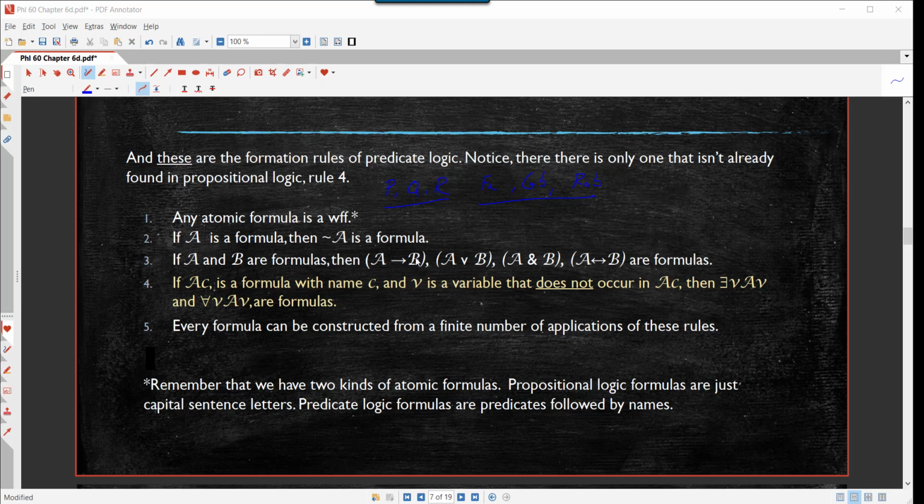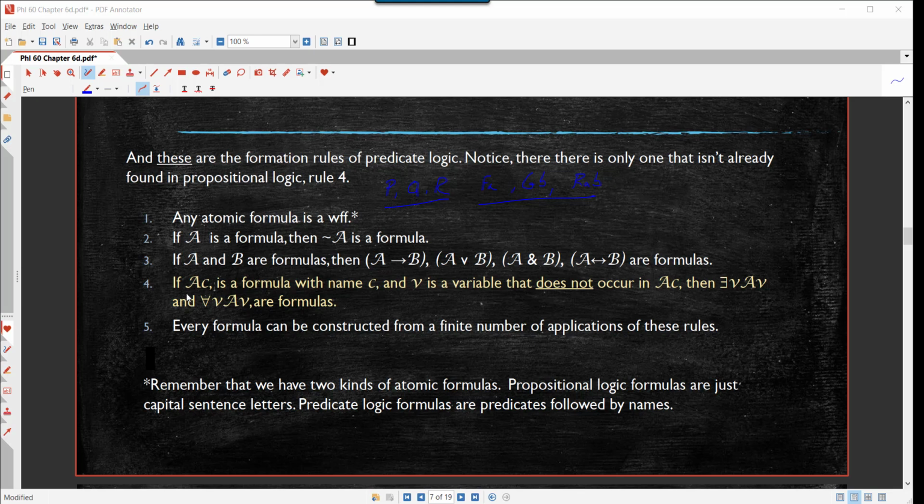We often adopt the convention of dropping the outside brackets, but that's not something that belongs in the formation rules of the language itself. So, as I said, number 4 is the only new rule. So let's look at what it says. If you look at the textbook on this, it's going to be using Greek letters, which is conventional, but I try to avoid that because I think it's just kind of annoying.